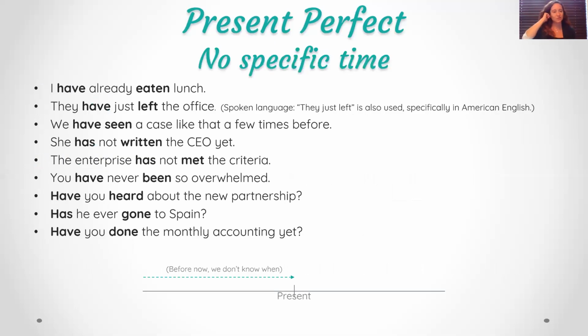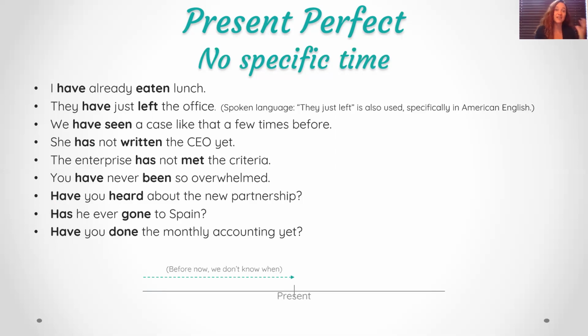Great. So we'll go deeply. If we use the present perfect as a non-specific time, I can say that I have already eaten lunch. My colleague is coming. He or she asks me, do you want to have lunch with me? And I say, oh, no, sorry. I have already eaten lunch.